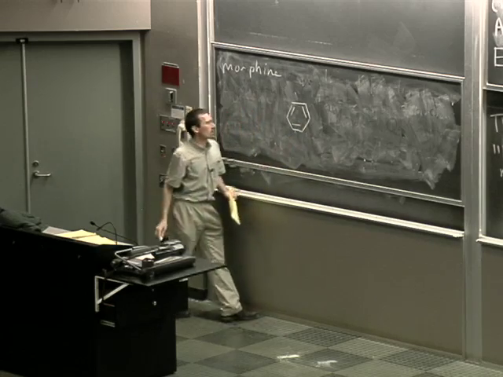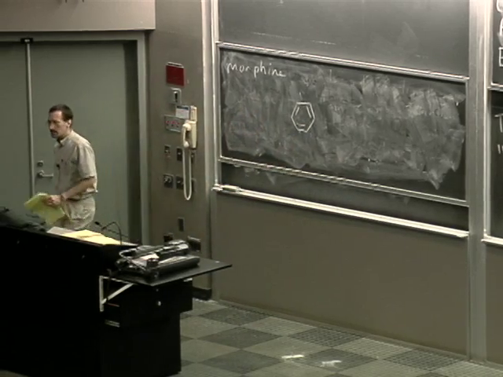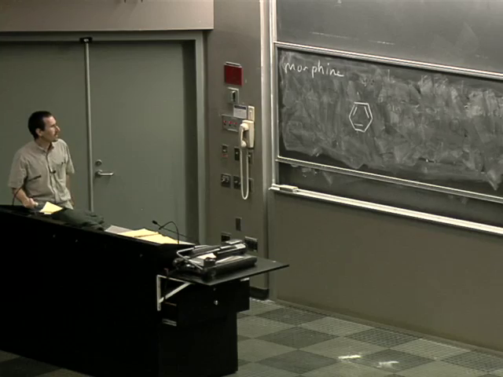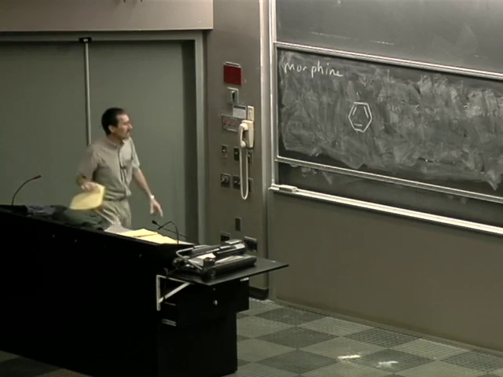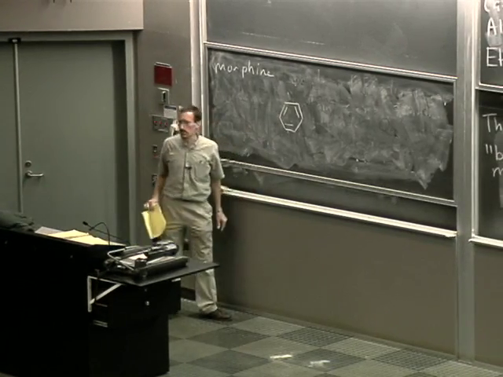So I'm starting my drawing of morphine by drawing a benzene ring. And I'm going to draw it horizontally just to make it a little bit easier to draw.